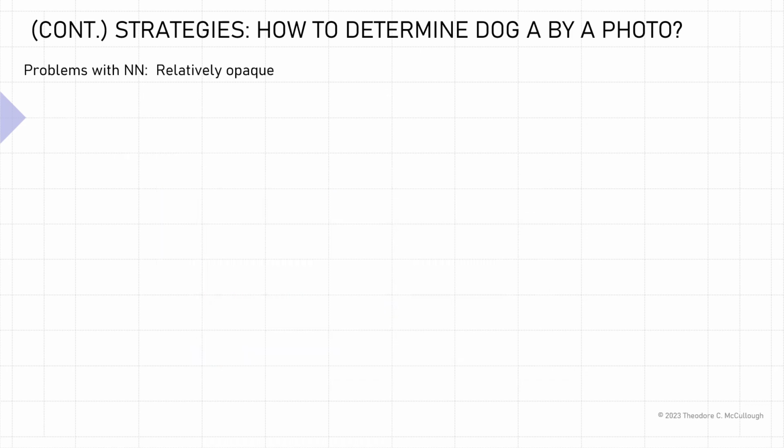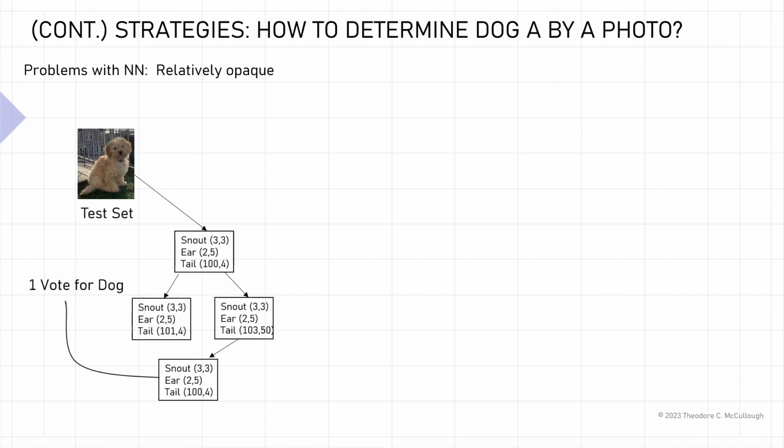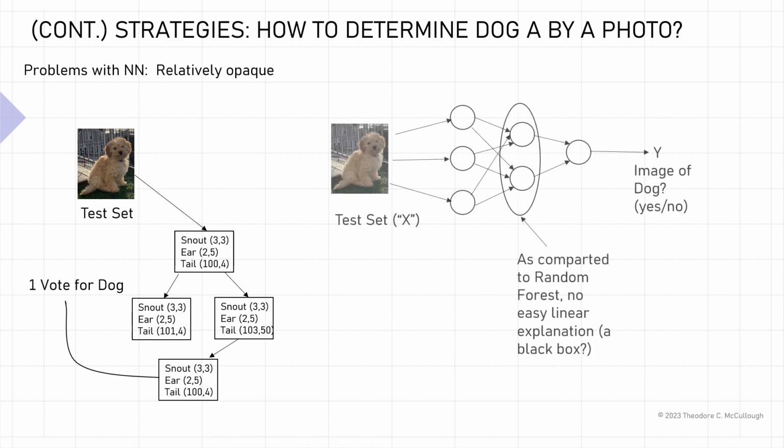Another problem with neural networks is the problem of opaqueness. If you remember, random forests basically showed you the outline of the data structure or the decision process that was used to determine whether or not a photo was, say, of a dog or not. And this is something that was visible and you could actually print out and show to basically explore the decision process. By contrast, neural networks are relatively opaque insofar as, compared to random forests, there's no easy linear explanation for how certain decisions are made within the neural network.